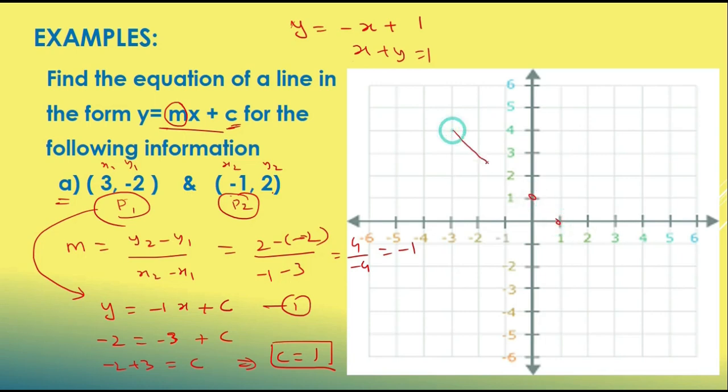This way it is going down. Passing through x and y, the x intercept is 1, the y intercept is 1. So this is y is equal to negative x plus 1.